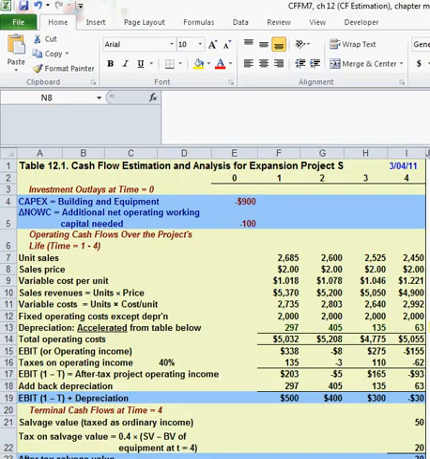For this chapter, I'm using the model from your book. So the first one that we have is an expansion project, and we have some outflows in year 0 that are given and explained in the book, but the two that are given are the building and equipment of $900 and then additional net working capital of $100, and these are both negative because they're money going out.